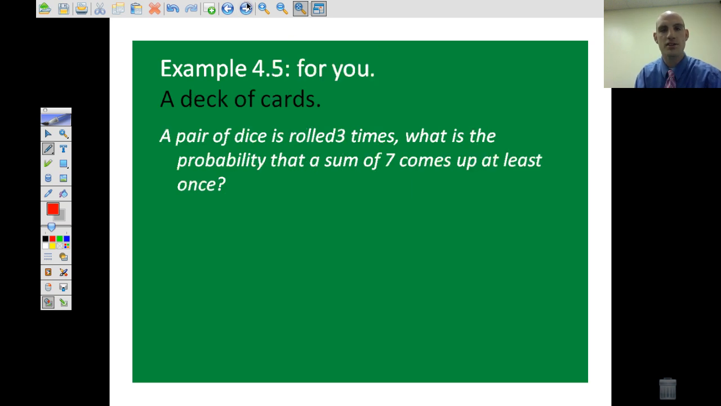Okay? I'd like for you to take that and figure out this one. Do the math and figure out, in 3 rolls, what is the probability that a sum of 7 comes up at least once. Look back to the previous example and see if you can figure this one out on your own.